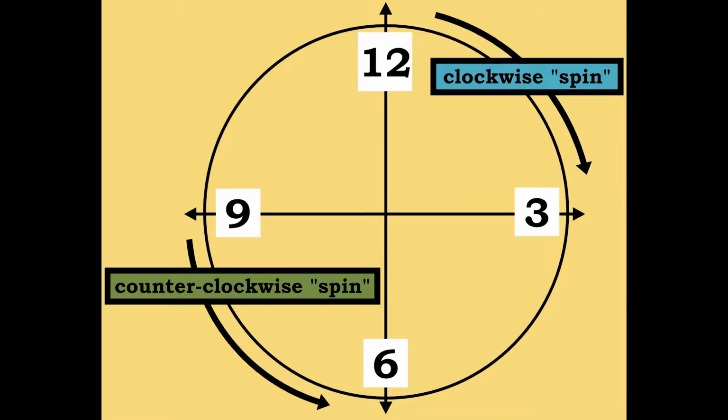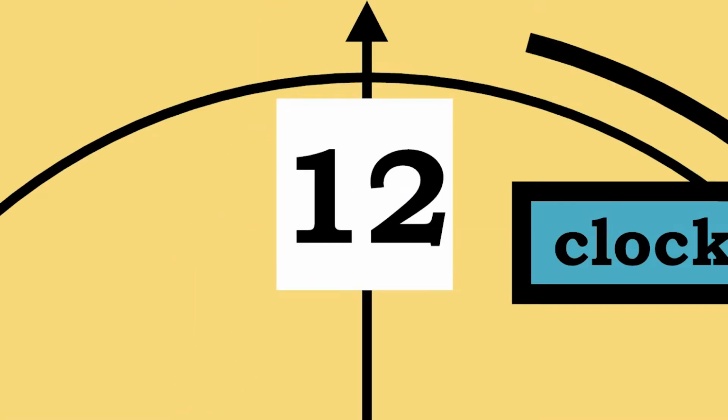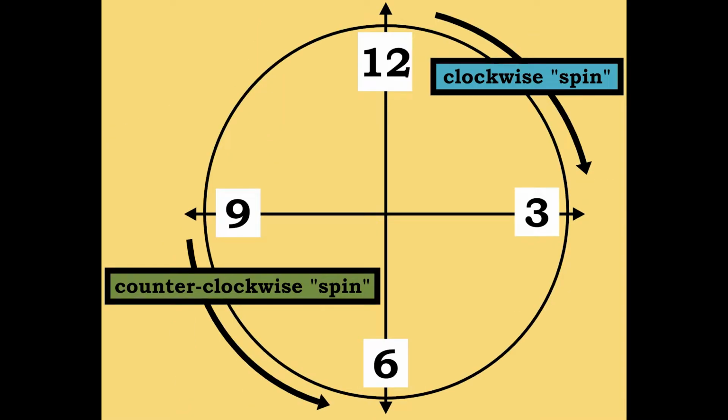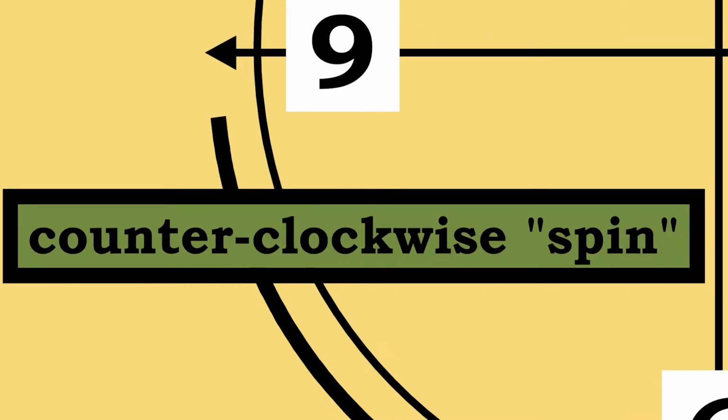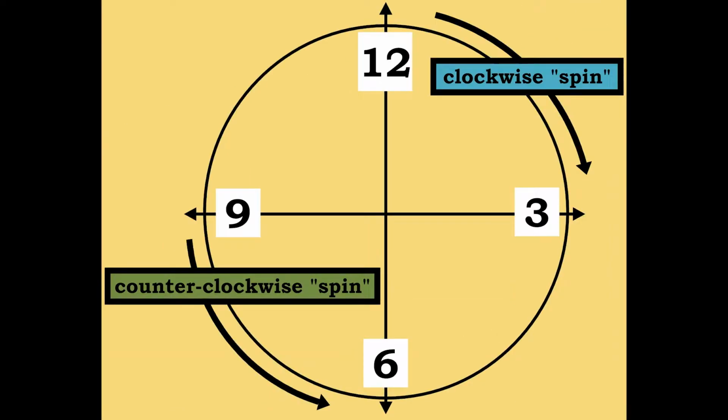If you've never seen a traditional clock, 12 begins at the top, 6 at the bottom, 3 to the right, 9 to the left. Clockwise spin goes like this: 12 to 3 to 6 to 9, back to 12. Here's how the numbers go: 12, 1, 2, 3, 4, 5, 6, 7, 8, 9, 10, 11, 12. For counterclockwise spin, we go in the opposite direction. We go from 12 to 9 to 6 to 3, back to 12. So it goes like this: 12, 11, 10, 9, 8, 7, 6, 5, 4, 3, 2, 1, back to 12.